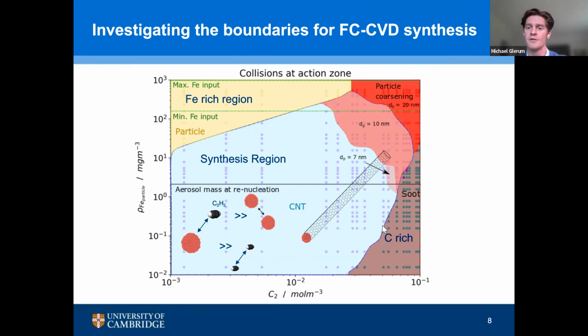The carbon-rich zone is probably the easiest one to explain experimentally: without enough catalyst within that process, you end up forming soot. Soot, of course, being the undesirable product, as I've mentioned, is logically one that can easily be shown experimentally when you hit that boundary condition. But really what I wanted to talk to you about is this particle coarsening zone.